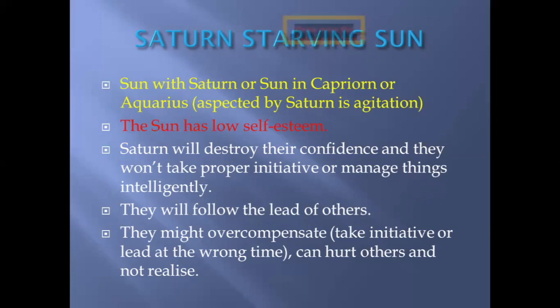Again, as we said, if the sun is aspected by Saturn, it's going to be agitation. Okay, so the sun is going to be very low. It's going to have very low self-esteem when it's starved by Saturn. Saturn will tend to destroy a person's confidence, and that person will not be able to take proper initiative or manage things intelligently. They will not be able to lead others, and they will just follow the lead of others.